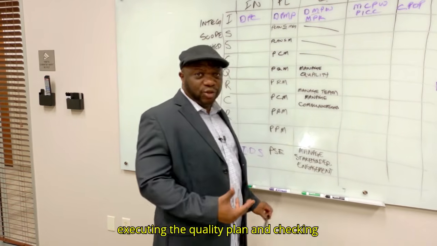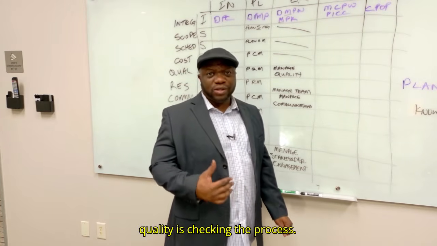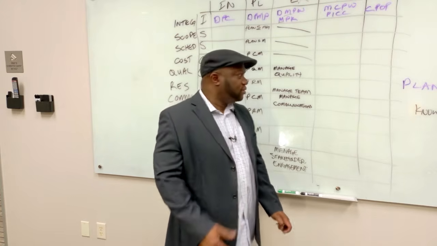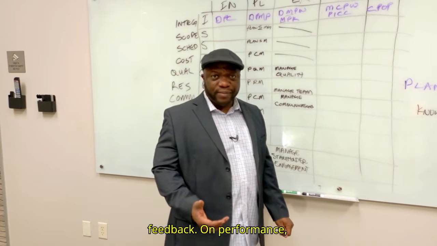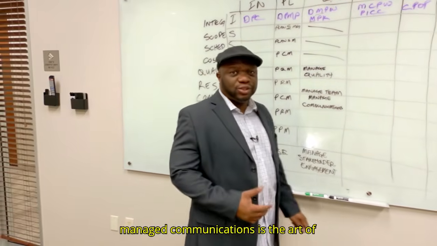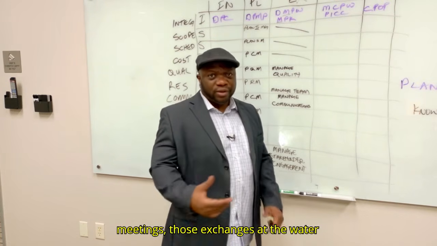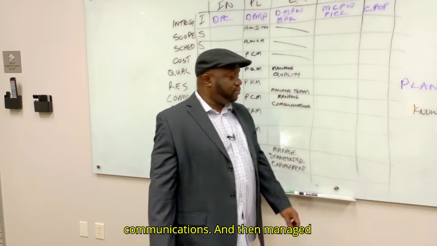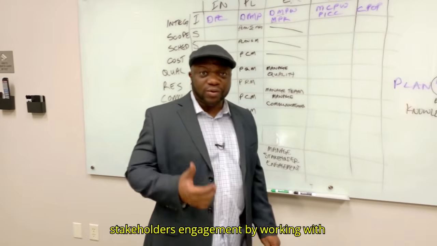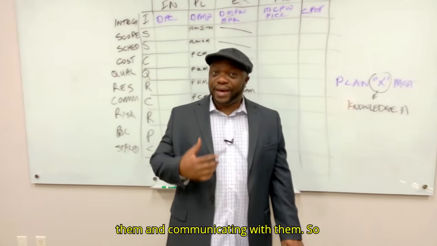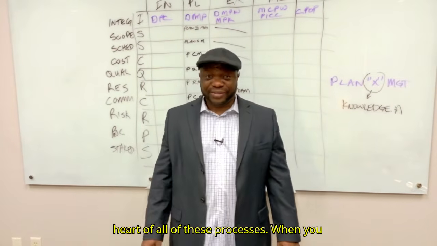Manage quality is executing the quality plan and checking the process. Manage team is giving the team feedback on performance. Manage communications is the art of actually communicating, having those meetings, those exchanges at the water cooler, they're all manage communications. And then manage stakeholder engagement is managing your stakeholders' engagement by working with them and communicating with them. So there's a lot of communication at the heart of all of these processes.